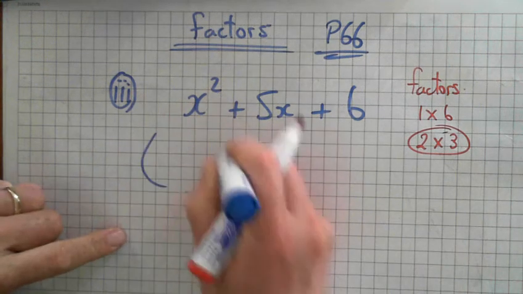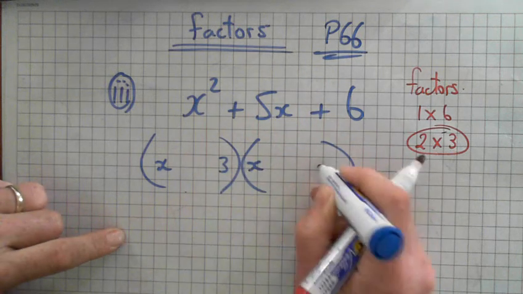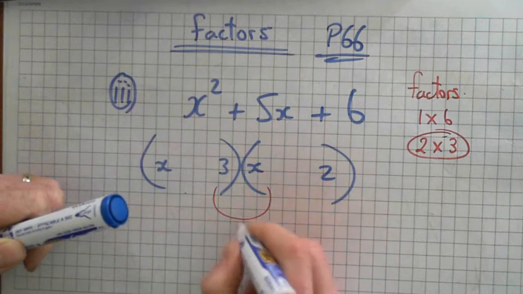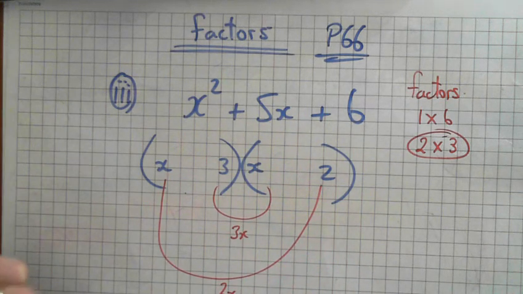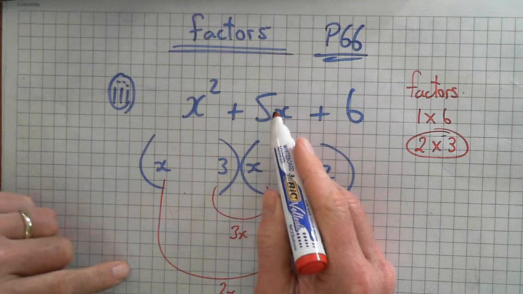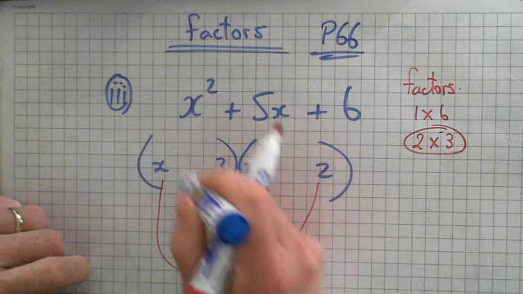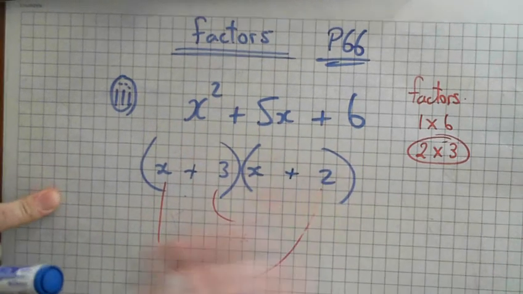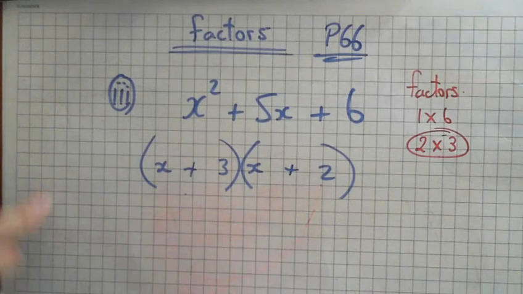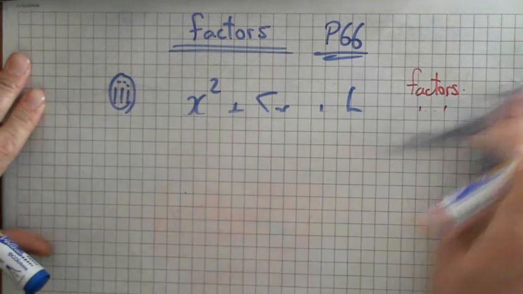So we need bracket, bracket, and 3 and 2. We do a check like this. 3 times x is 3x. x times 2 is 2x. What do you need to add them to get the 5x? You need a plus 3x and a plus 2x. This sign goes left, this sign goes right. Is there any other way of doing them? That's kind of complicated. Well, that's probably the easiest way of doing it. Just practice is what you need.